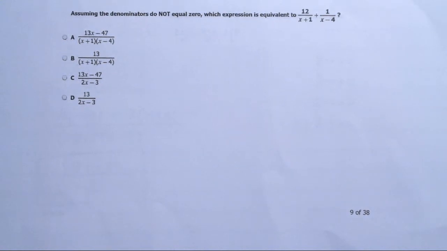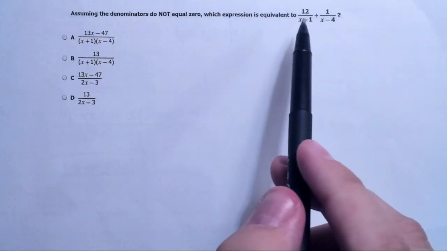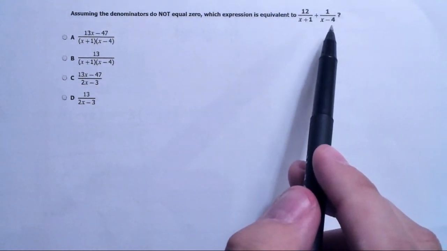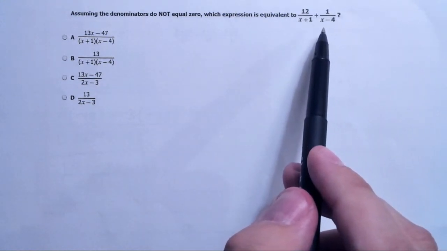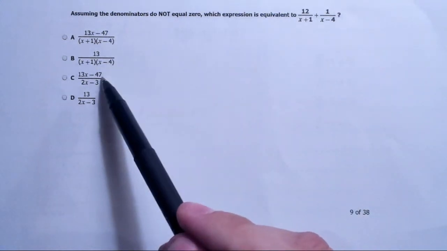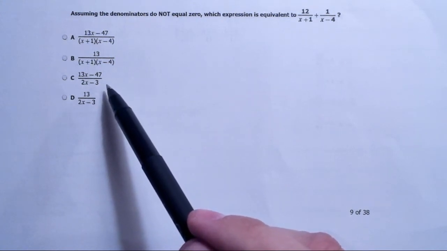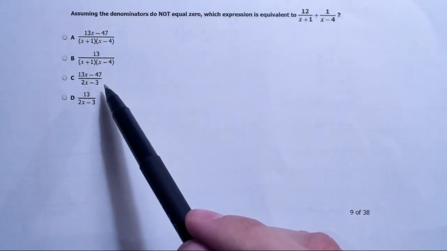But again, if we understand this problem, we can very quickly eliminate some answers. I know that I have to find the least common denominator. Well, I see x plus 1 and x minus 4, which are different factors. So my least common denominator should include both of those. So A and B seem reasonable. C and D have a denominator of 2x minus 3. We can figure out where that comes from, but we also know that it is wrong.